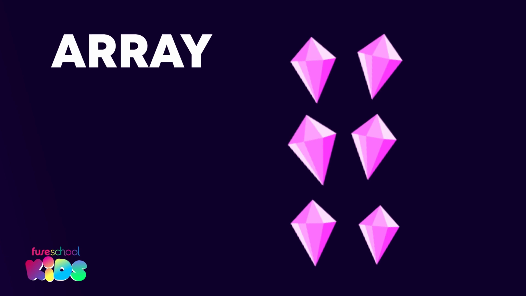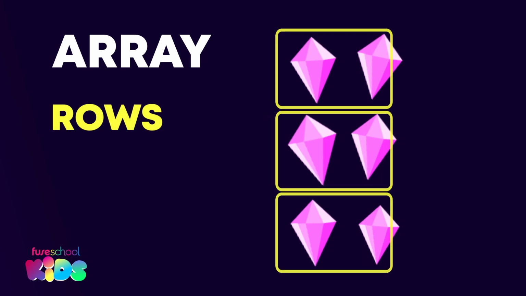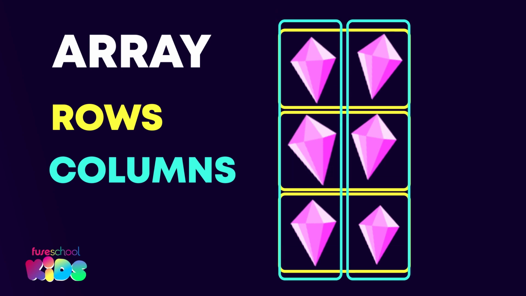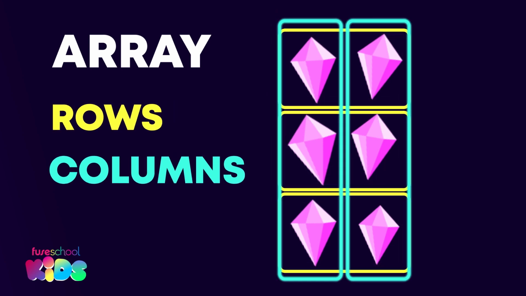Repeat after me. Array. Arrays are made up of rows, which go from left to right, and columns, which go up and down. Rows and columns.